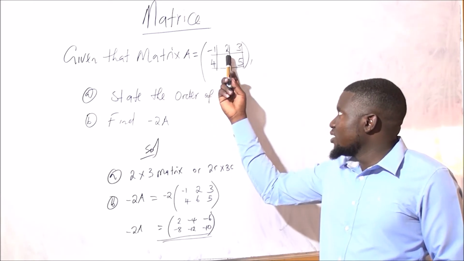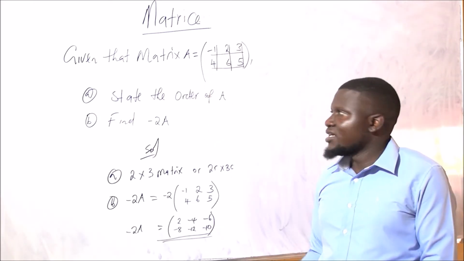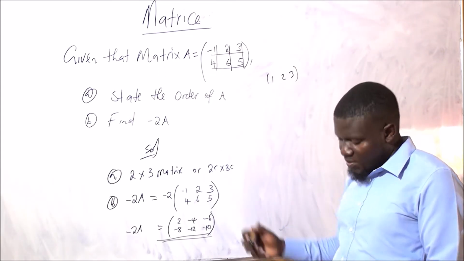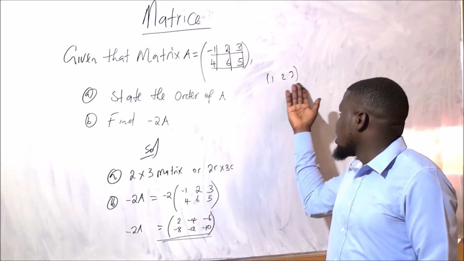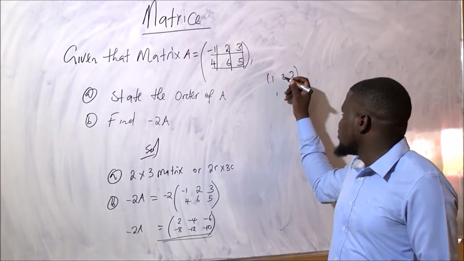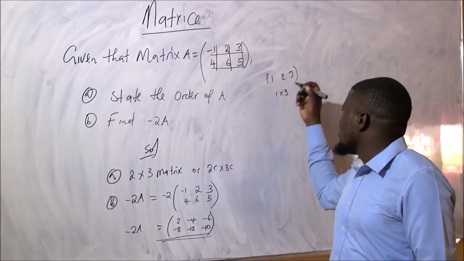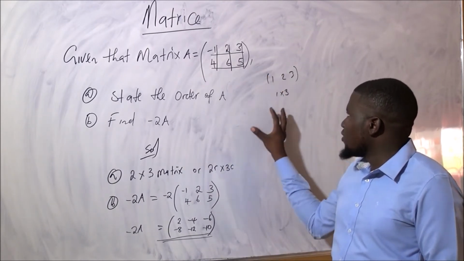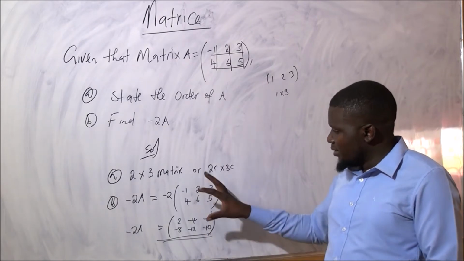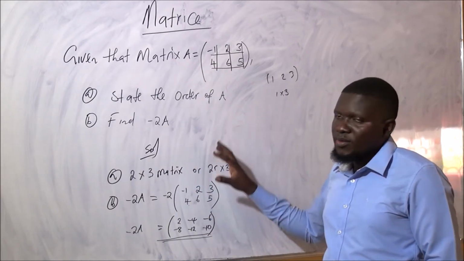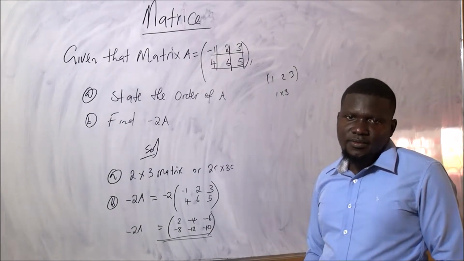Here we have 2 rows. There are times we only have 1. There are times maybe we might have 1, 2, 3. How many rows can we count? We only have 1 row. How many columns? 1, 2, 3. So this becomes a 1 by 3 matrix. They can be prepared in different styles, in different ways. But this is how to solve them in math paper 1.